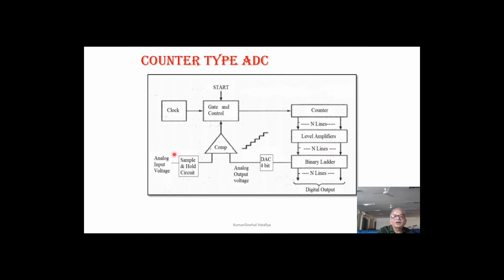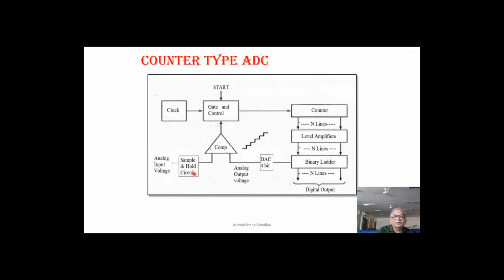Suppose you are applying 9 volts, then up to 9 this counter will go on increasing the number, and after 9 your comparator output will go low, because this DAC will produce a 9 volt equivalent here. It stops the gate, the gate becomes off, and your clock will not reach. So whatever number is in the counter, 9, is equivalent to the 9 volt step, and therefore equivalent to the analog input voltage. So digital number 9 is available at the output.